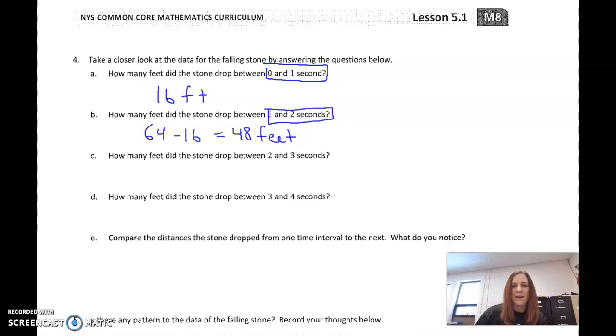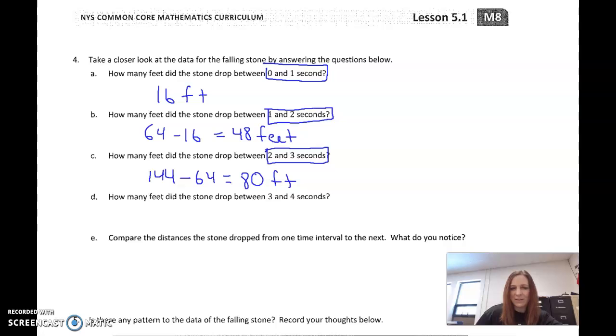Okay. And then it wants between 2 and 3 seconds. So again, I have my cheat sheet here, but if you went back up top and found the 2 second and the 3 second, and I'm going to take the difference. So my 3 second is 144 feet, and I'm going to subtract 64 feet. That was my 2 second drop, and that's a difference of 80 feet.